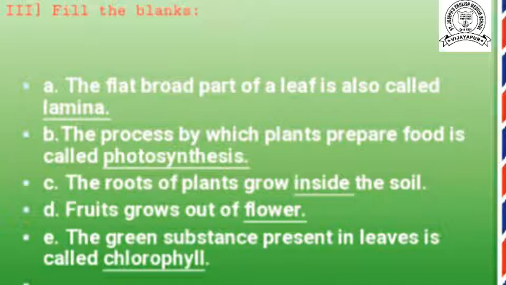The green substance, because of that green substance all leaves are green in color. So what is it called, children? The green substance present in leaves is called chlorophyll. Chlorophyll is a green pigment. Because of that green pigment, all leaves are green in color.